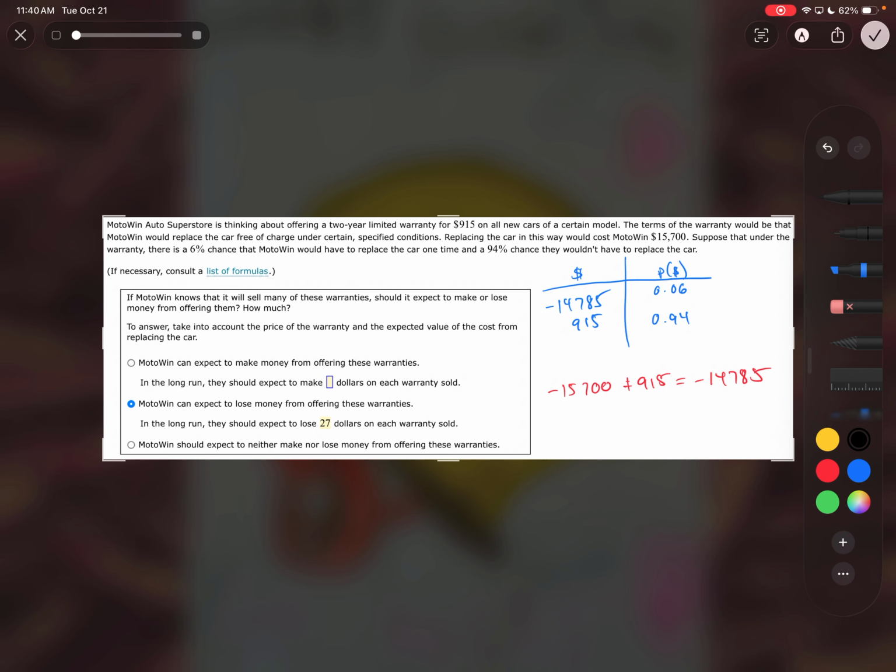It's okay if we have to replace a few cars as long as we're charging enough for the warranty that if we sell 1,000 warranties and we only have to replace one of them, we're good. All right, so what I do here is I'm going to multiply both of these numbers. This is a weighted average, so I multiply both of these, and I get negative 887.1, and then I'm going to do 915 times 0.94, and I get 860.1, and then you add these up.